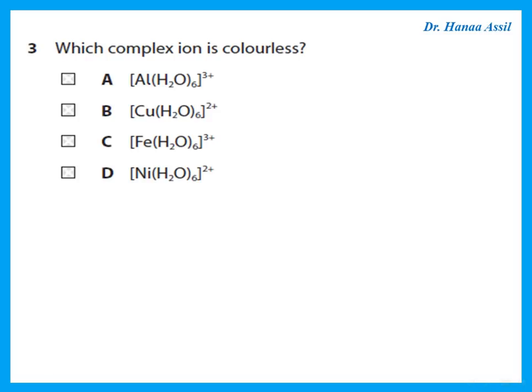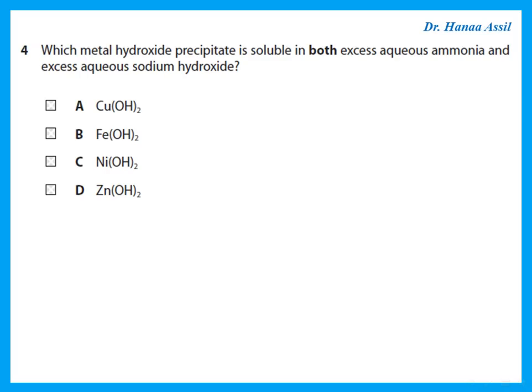Which complex ion is colorless? You should know that the ones that are transition metals would have a color. The one that is colorless is the one that is not a transition metal. So in this case, any complex ion with aluminium would not have a color because aluminium is not a transition metal. But the copper complex here is blue. The iron complex here is brown. This is iron 3+, and the nickel 2+ is a green color. So the one that has no color is the complex with aluminium.